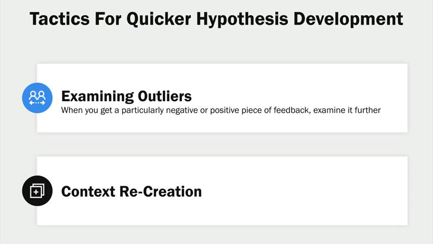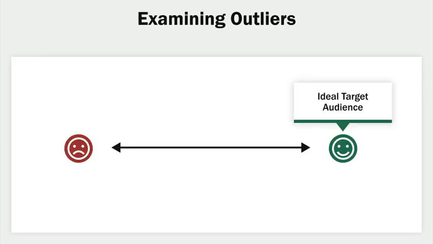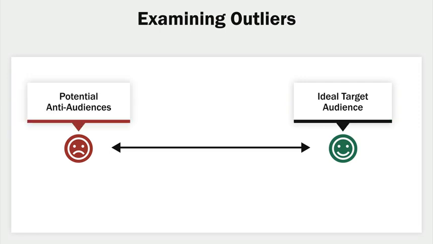When you get a particularly negative or positive piece of feedback, examine it further. Understanding who loves your product and why will clue you in on your ideal target audience and how to build for them. In contrast, understanding who hates your product and why will alert you to potential anti-audiences.